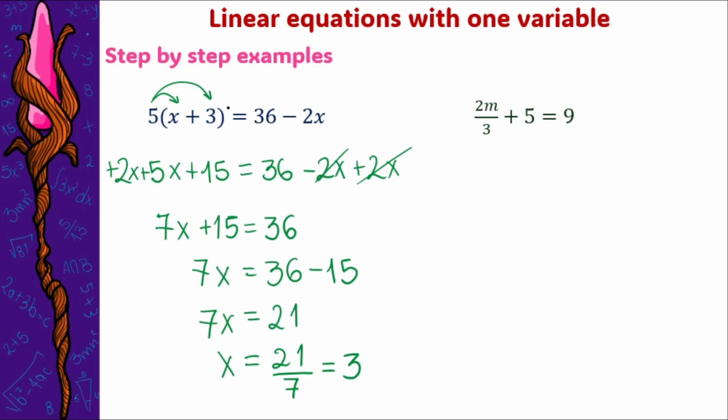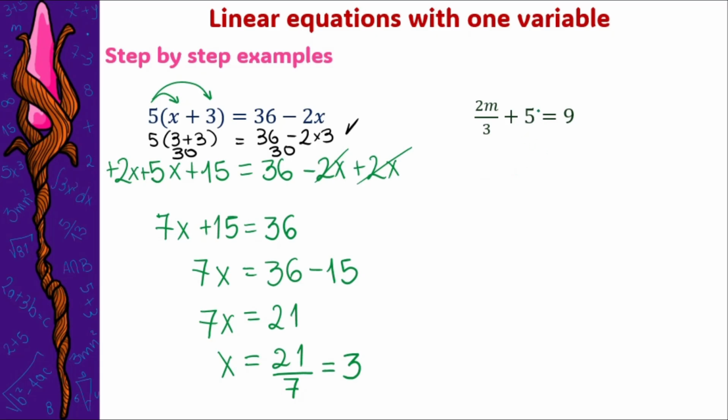You can always test it, guys. So if you put 5 times 3 plus 3, the parentheses make me do this operation first. So 6. 6 times 5 is 30. So we will have 30 on this side. And 36 minus 2 times 3. 2 times 3 goes first since it's a multiplication. And 36 minus 6 is 30. So the solution is correct.